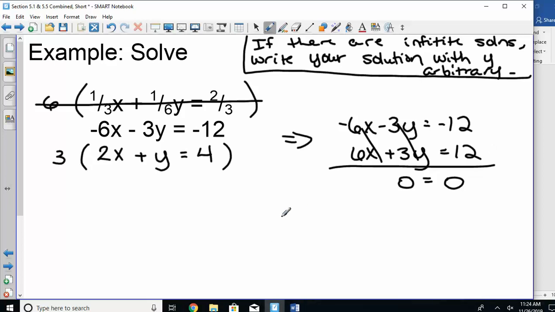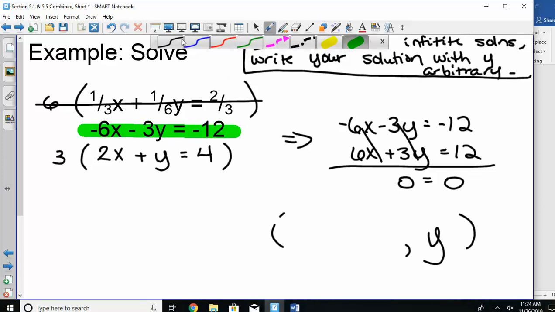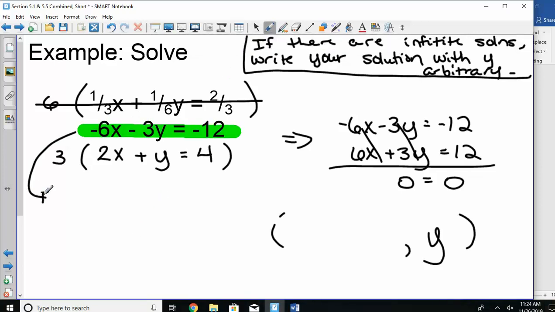So in an order pair, we know it is x comma y. I'm saying leave y by itself. I want you to come up with an expression that would help me find my x using y as the variable. So all we have to do is take one of our equations, let's pick this one, and let's solve for x. So if I want to get x by itself, I would add my 3y over, and then what would I do? Divide everything by -6.